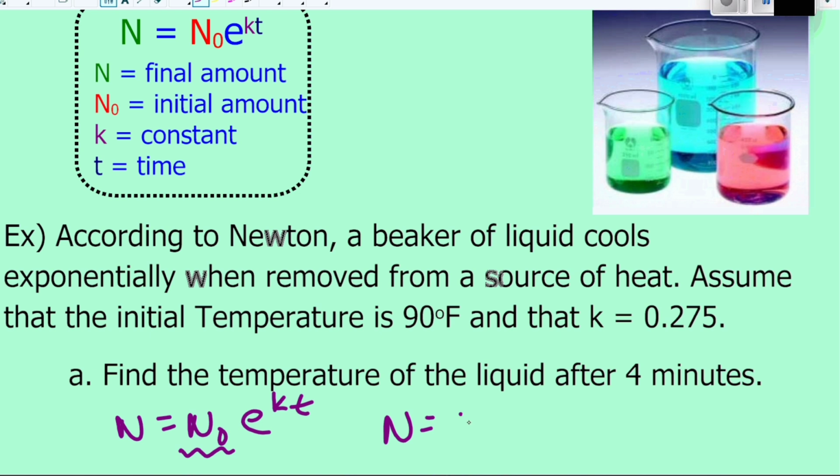All right, and then it's going to be E raised to the K, which here, K, it says is 0.275. And then T is the time, and that's going to be after 4 minutes, so times by 4. Again, type this into your calculator, and you're going to notice something right away, that something's off. So I'm going to do it too. This is 90 times E raised to the 0.275 times 4. Again, you might be careful with how you plug those parentheses in. And when you do this, you get 270.37.